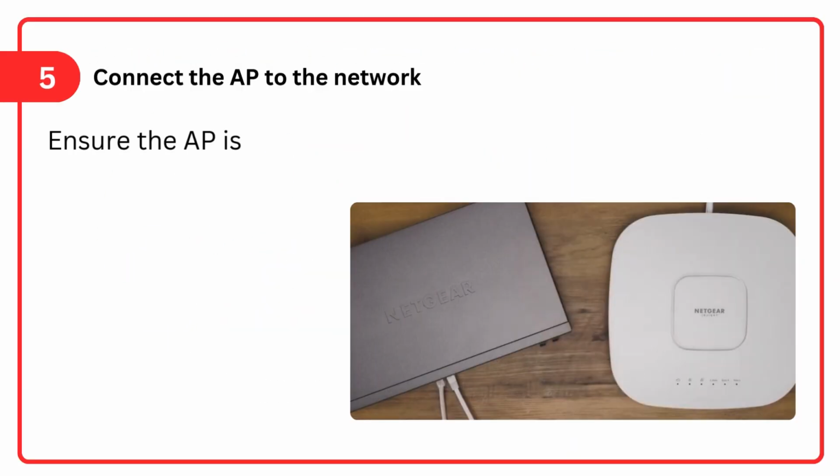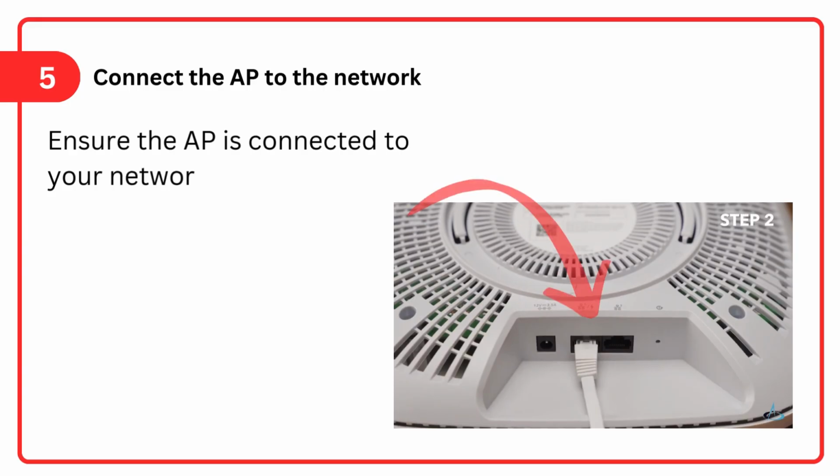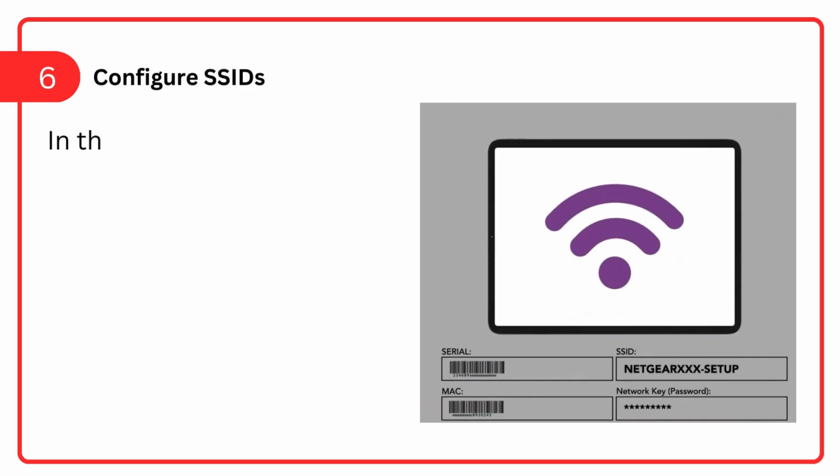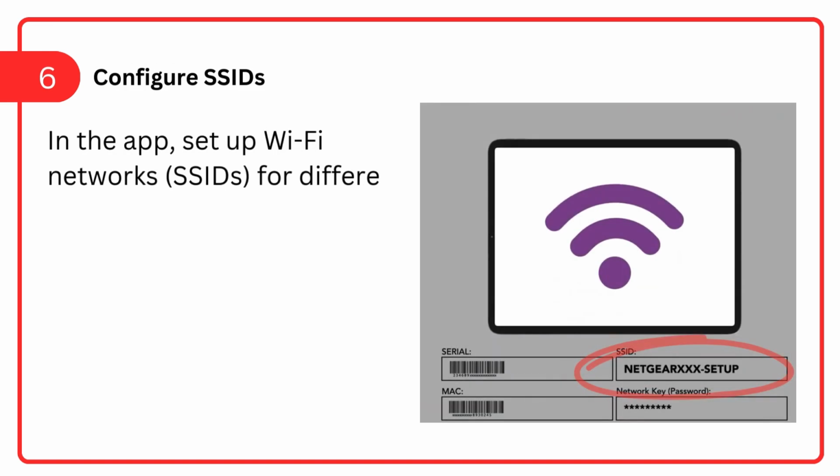5. Connect the AP to the network. Ensure the AP is connected to your network via Ethernet for seamless setup. 6. Configure SSIDs. In the app, set up Wi-Fi networks, SSIDs, for different user groups or devices.